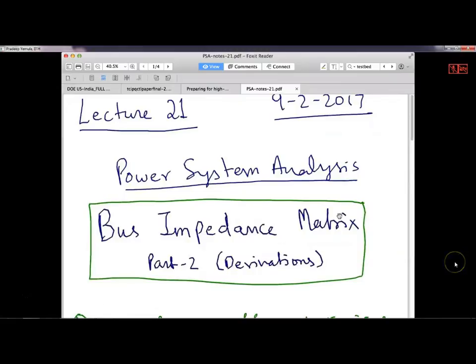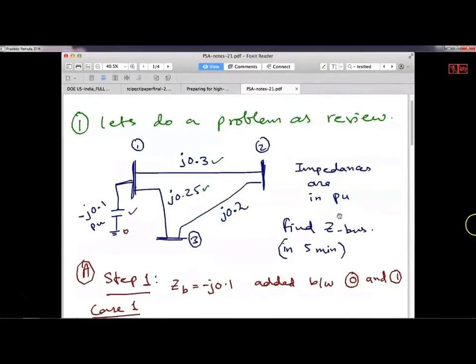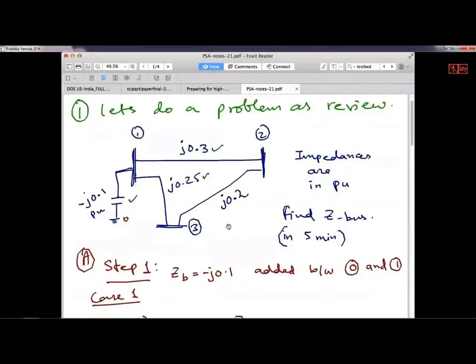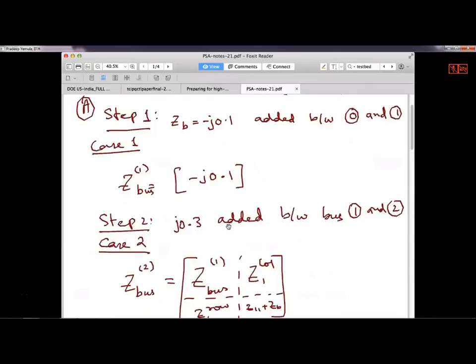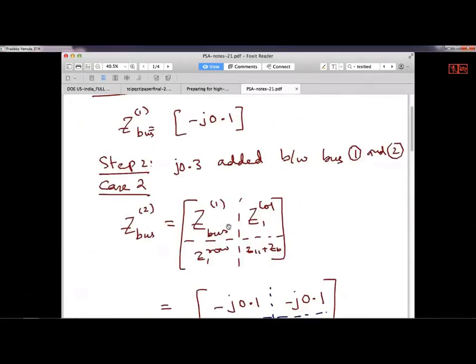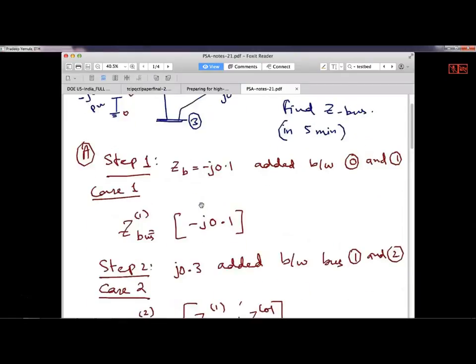Review. We started talking about the derivation of expressions for the bus impedance matrix. We took a small system and built it step by step. First, from 0 to 1 I am adding the impedance, then from 1 to 2, then from 1 to 3, and finally between 2 and 3. So 1, 2, 3, 4: we have 4 steps, and in 4 steps we are building the Z-bus.